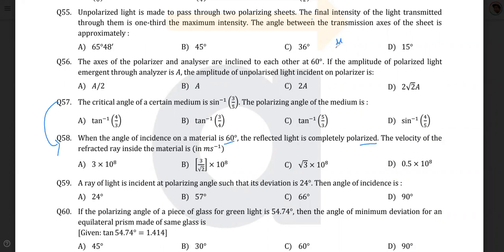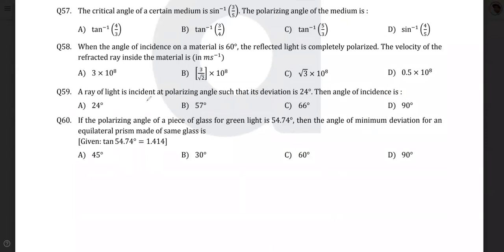Because if you know mu, can you find the velocity? Yes or no? Because mu is equal to what? C by v, right? And how can we find mu? Mu is equal to tan theta. Yes or no? Yes sir. So can we find it? Theta is given. Yes sir, it will be done. v will be found, right? Okay. Now 59.